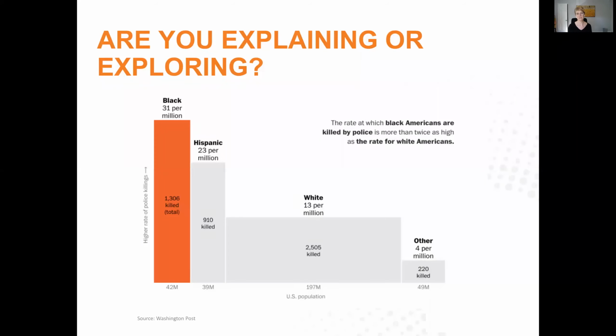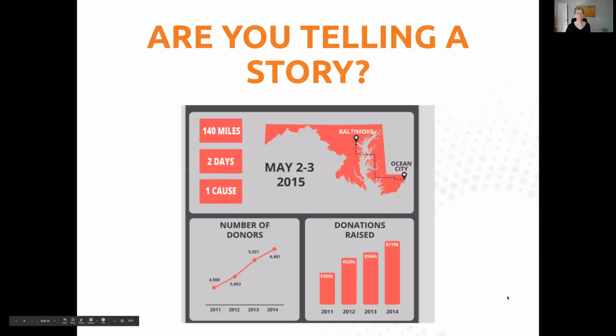This one is clearly about Black Americans being killed by the police, right? This is from the Washington Post. And you can see your eye goes from left to right. And so putting that really high bar on the left really makes it stand out. Making it a different color really makes it stand out. And they're clearly trying to make the point that this is not a neutral topic, right? This is not something where you just want to be like, oh, here's some interesting information. There's clearly a point here to be made.